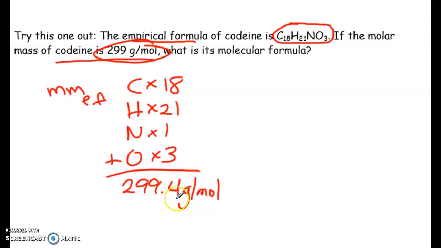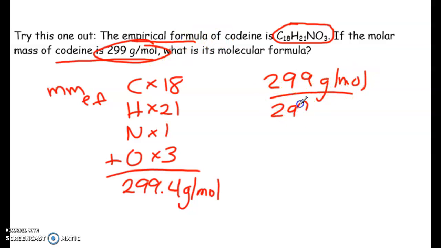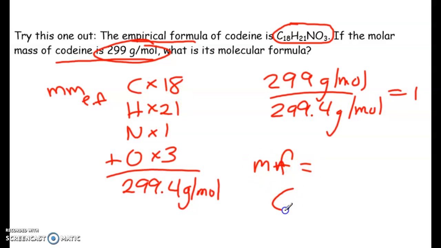Just by looking at this, the molar mass of the molecular formula and the empirical formula molar mass are approximately the same. So when we divide the two, we're going to end up getting approximately 1. What that means is that the empirical formula is the molecular formula. So the molecular formula for codeine is C18H21NO3.